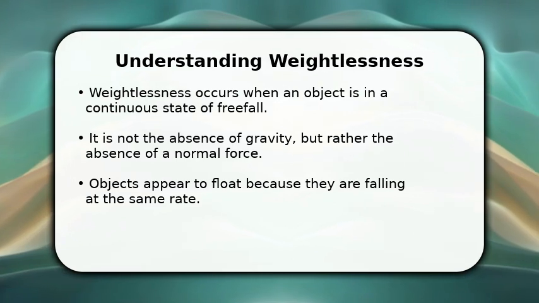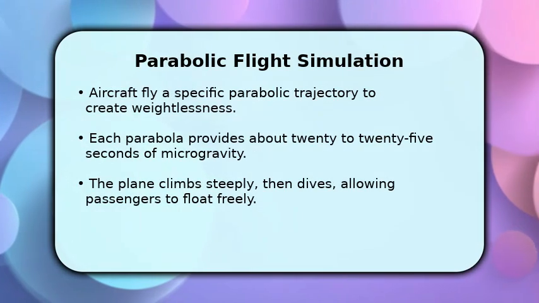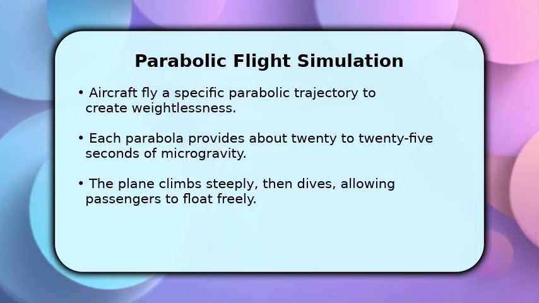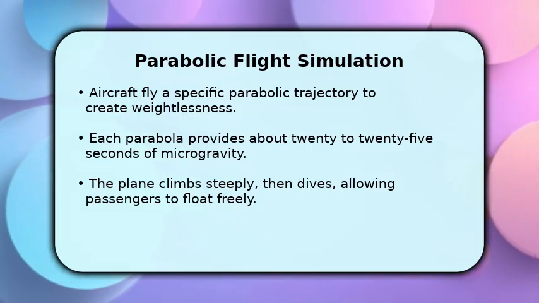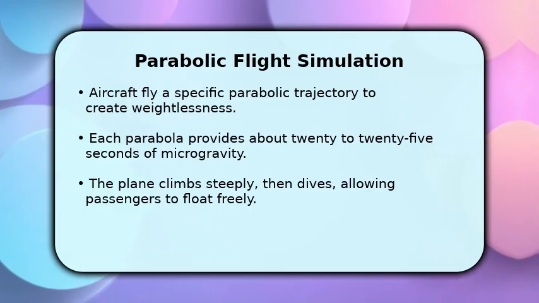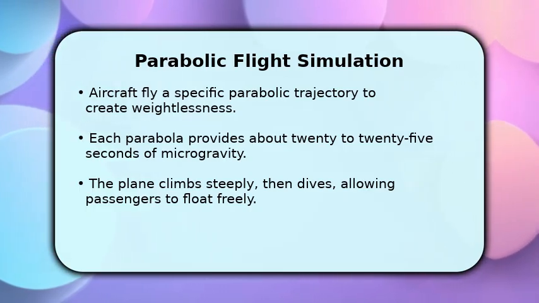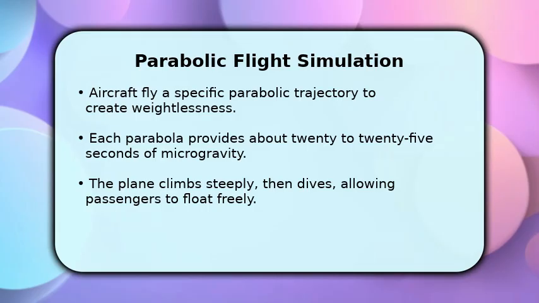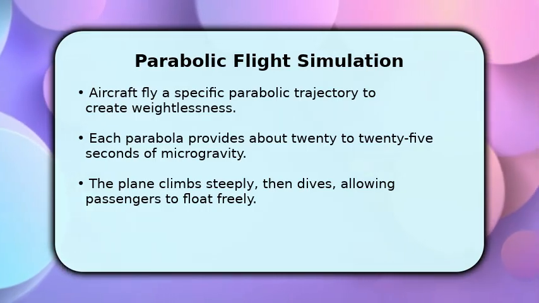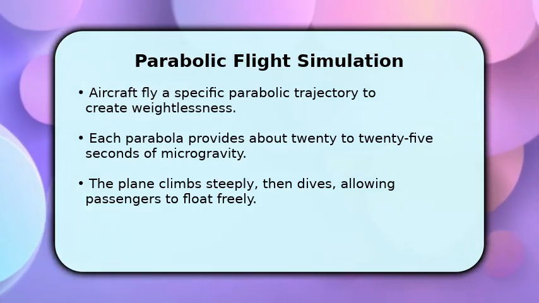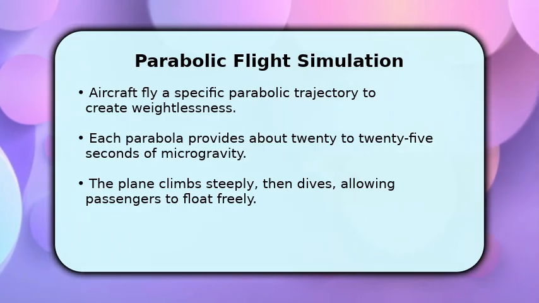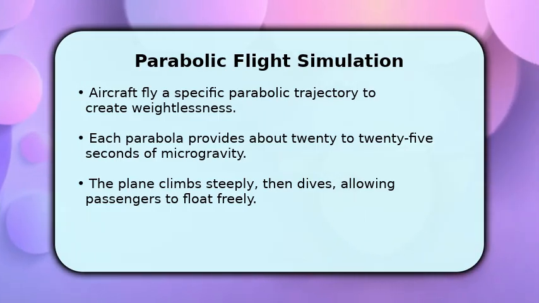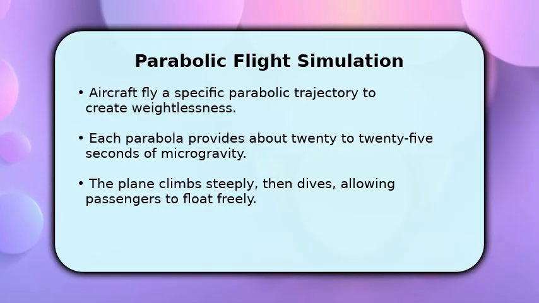One of the most well-known methods to experience simulated zero gravity is through parabolic flights. Specialized aircraft, often called vomit comets, fly a roller coaster-like path. As the plane crests the top of its arc and begins its descent, for about 20 to 25 seconds, everything inside experiences freefall. This allows astronauts to train and scientists to conduct experiments in a microgravity environment, offering a unique, albeit temporary, taste of space.